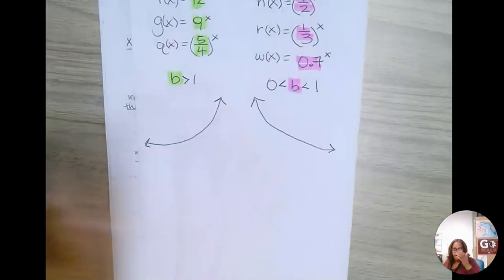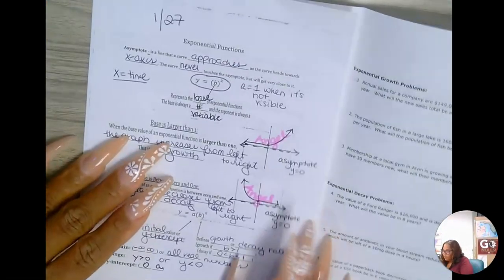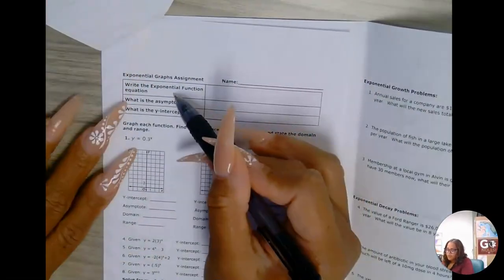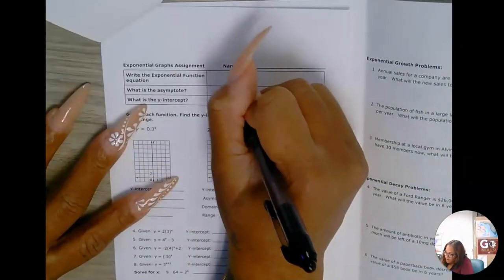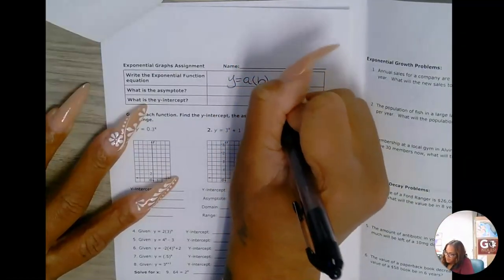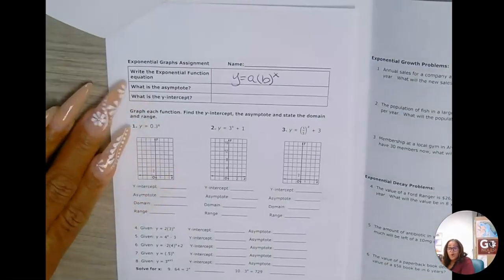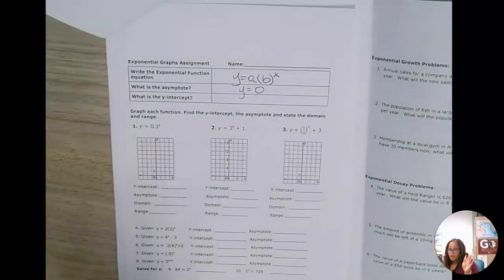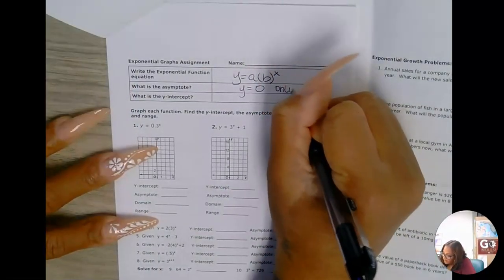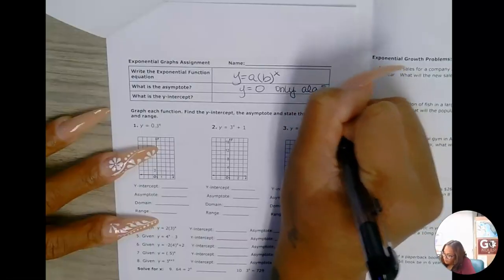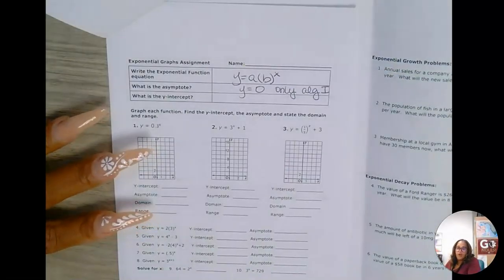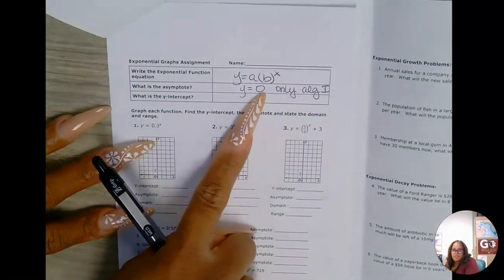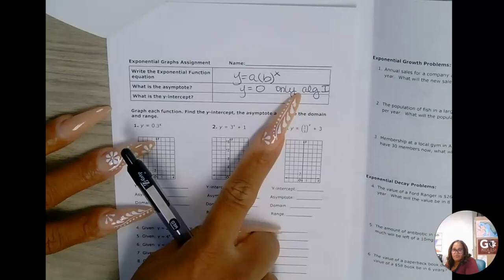Okay? All right, so now let's look at some questions. So write the exponential function equation. So that's y equals a parentheses b to the x power. The asymptote, always, always, always remember that the asymptote is y equals 0. Okay, this is only for algebra 1. In algebra 2, your asymptote can change, but for our purposes, please remember that y equals 0 is my only asymptote that I need to remember for this.